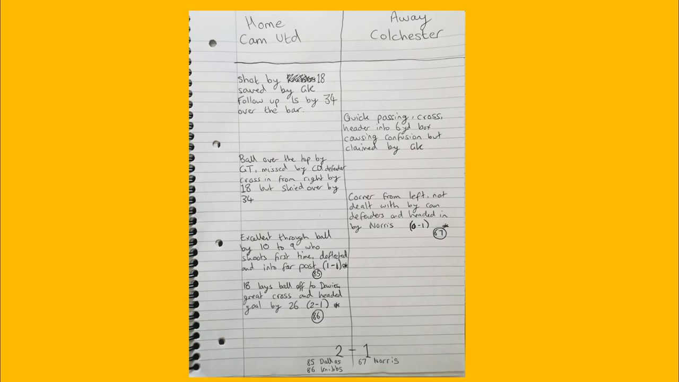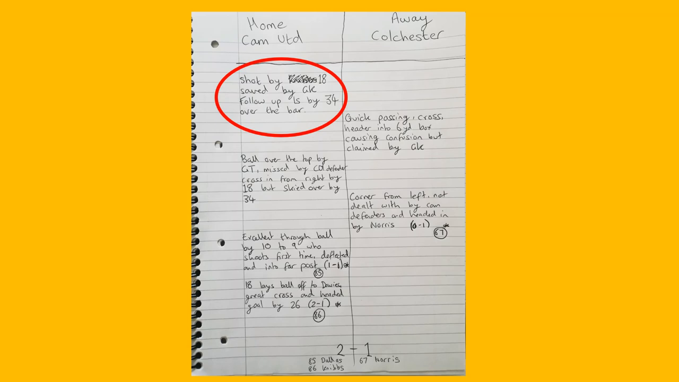I've got my events from Cambridge United on the left and my events from Colchester on the right. What I've done is you can see I've staggered the notes slightly so that I can put them in the correct order. Anything that's happened from a specific player, I've either tried to write their name or their squad number. So you can see in the first one, shot by 18, saved by goalkeeper, followed up by 34. So those are the squad numbers, and I can make sure I jot those names in after, that I can get the squad number from the programme.